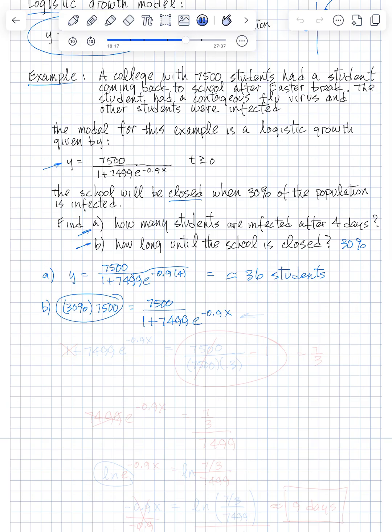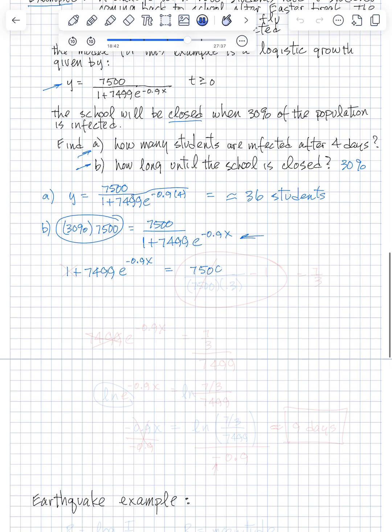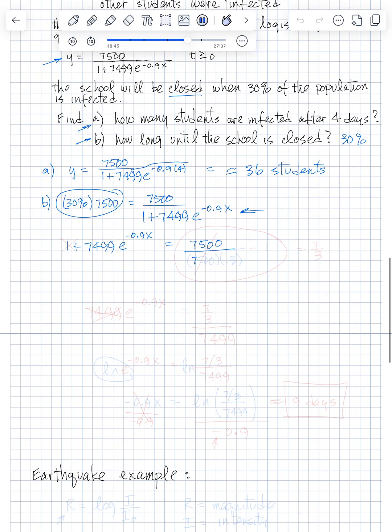So I'm going to divide both sides by that and multiply both sides by the denominator here. So I'm going to have 1 plus 7,499 e to the negative 0.9x is equal to 7,500 divided by 7,500 times 0.3. Okay, so now I'm going to subtract 1 from both sides, so I'll get rid of that, minus 1.